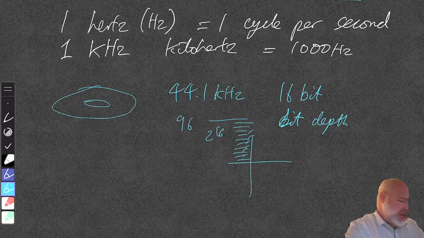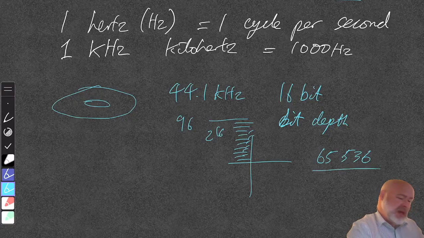But it would probably produce around about 65,000. In fact, I've got the number here. That would be the graduations in volume for 16 bits. But now it's more common to have 24 bits, and that's around 16 million.